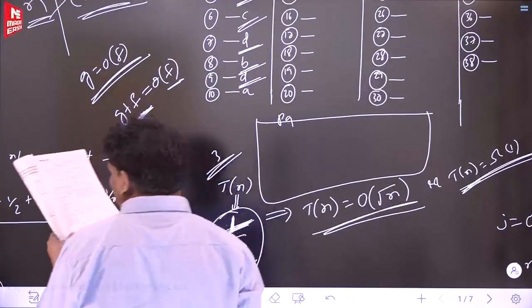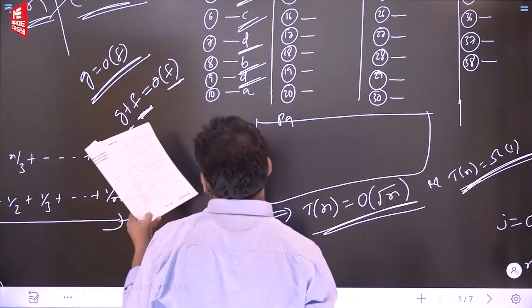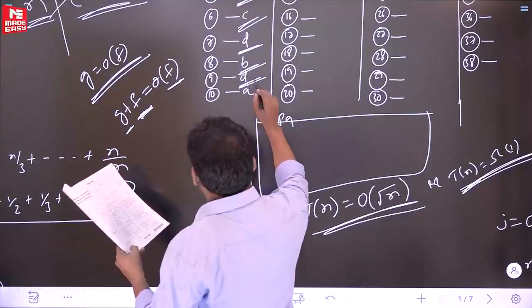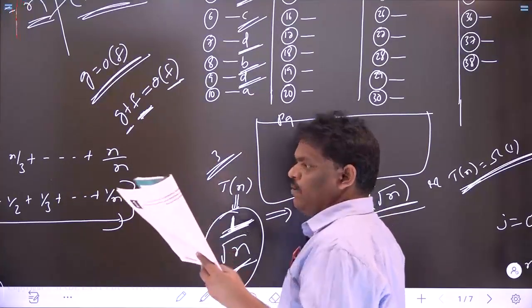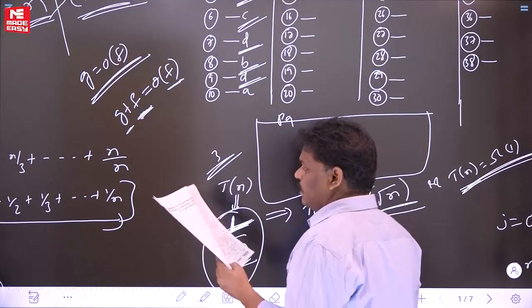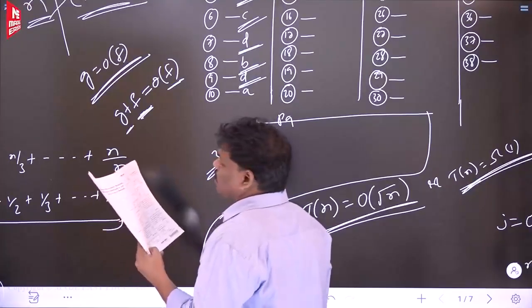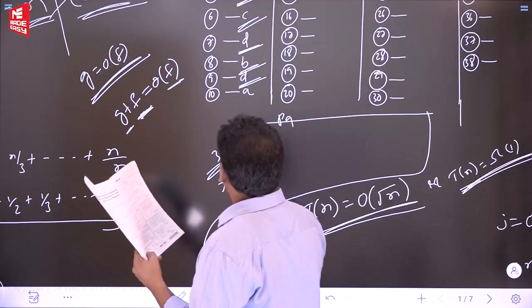So I think the answer for question number 9 is D. Go to question number 10. It is directly from notes only. Question number 10, what is the answer? A.